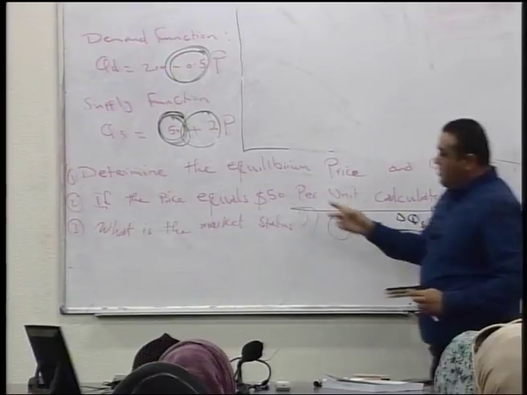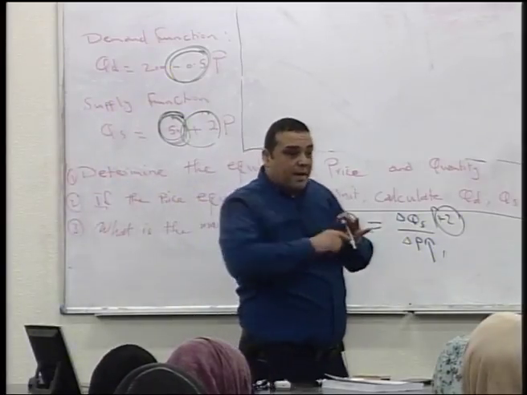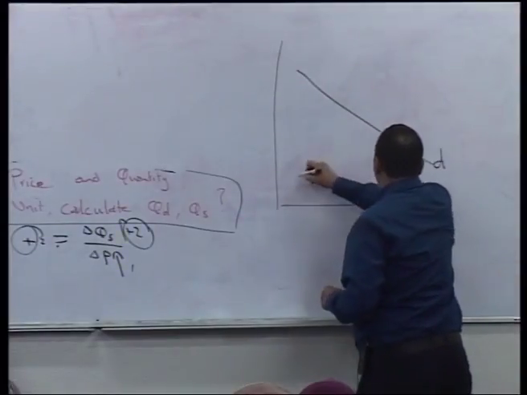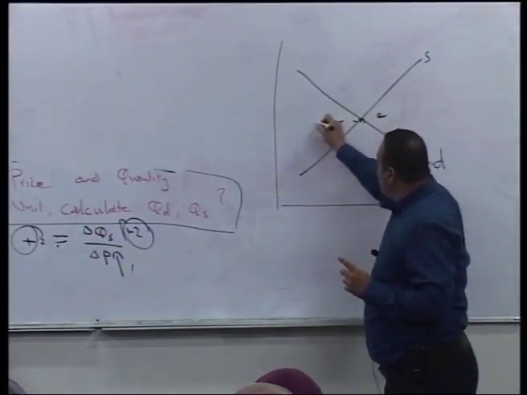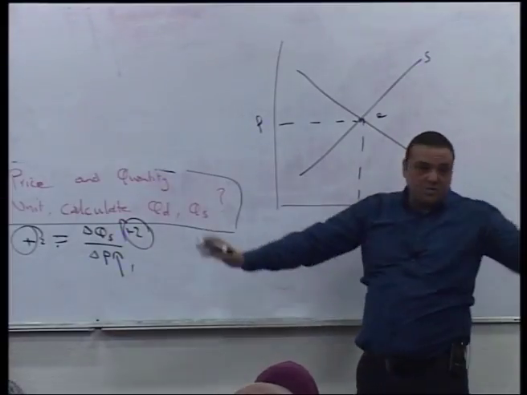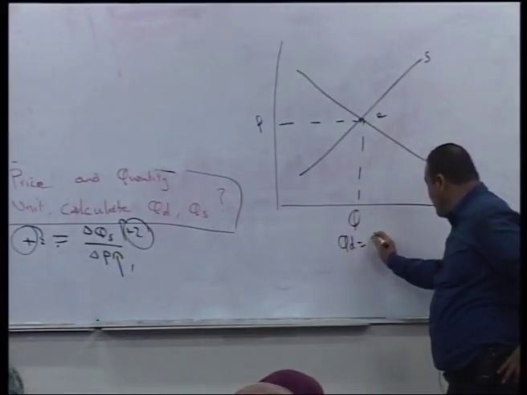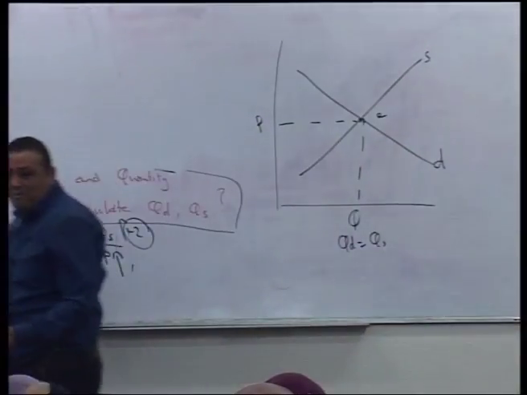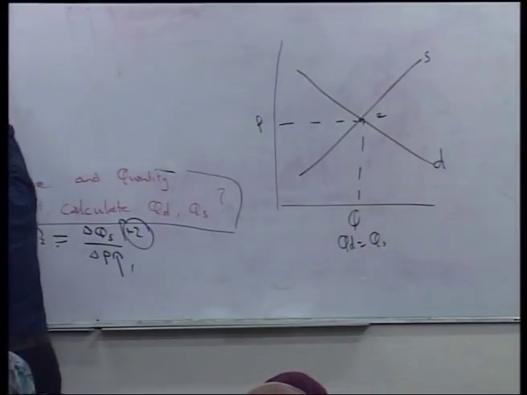To determine the equilibrium price and equilibrium quantity: the equilibrium point is the point in which demand equals supply, price and quantity. At this point, QD equals QS. We want to solve the two formulas together.